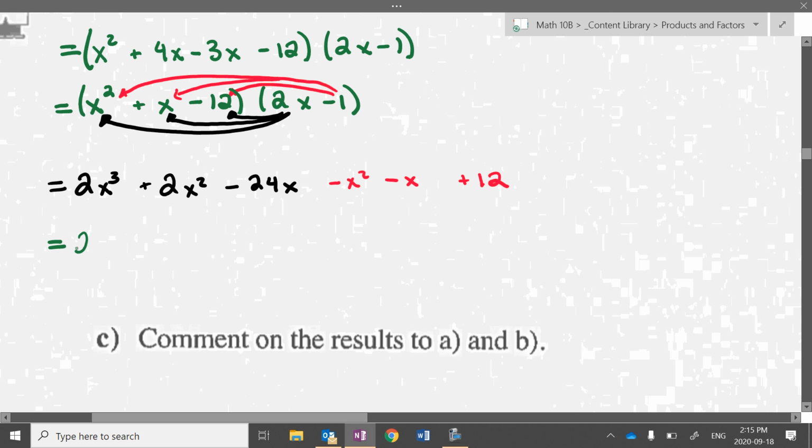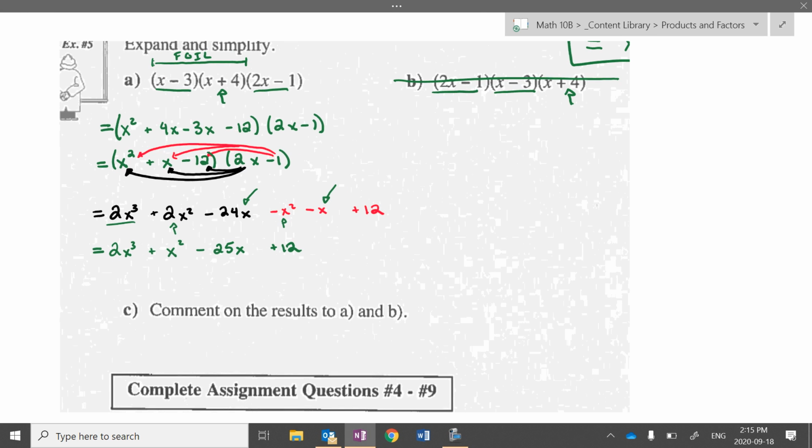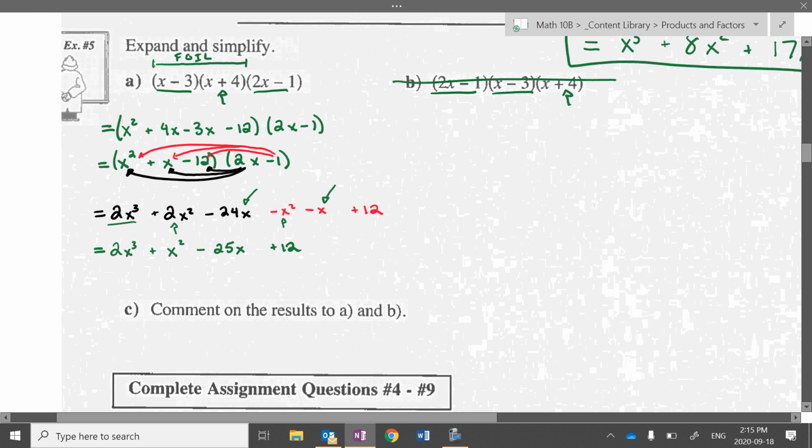From here, combine like terms. 2x cubed has no friends. Stays by itself. I've dealt with it. I'm going to underline it. 2x squared minus an x squared leaves me with 1x squared. Good. Minus 24 x's, taking away another x, so I'm at minus 25 x's, and then my 12 ones hangs out. That's a big question. Takes a lot of steps. What level would something like that be? 5. And those are nice friendly numbers as well.